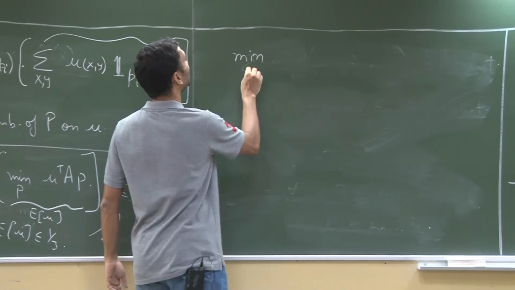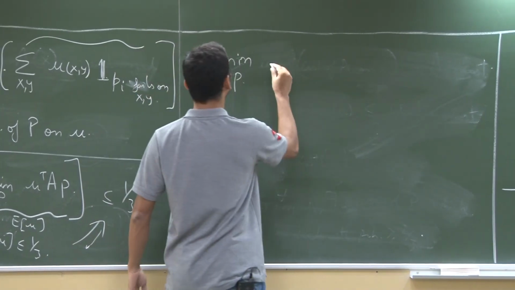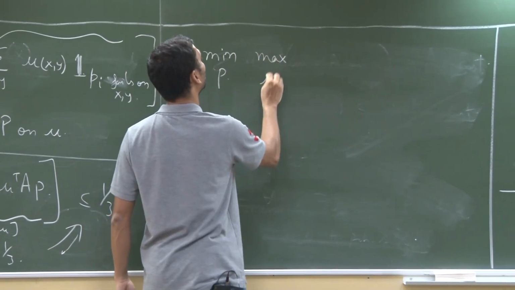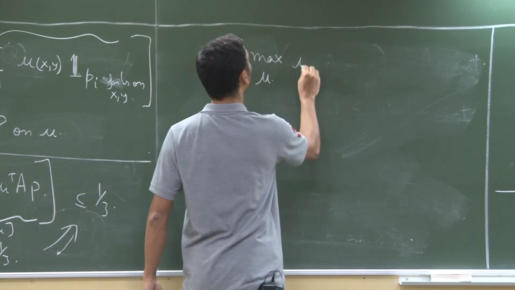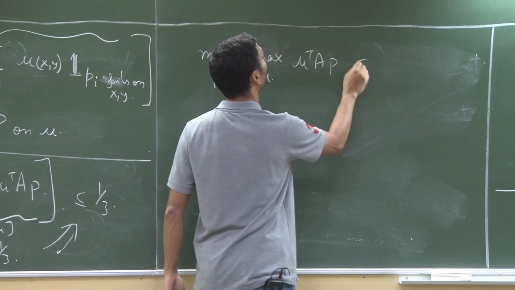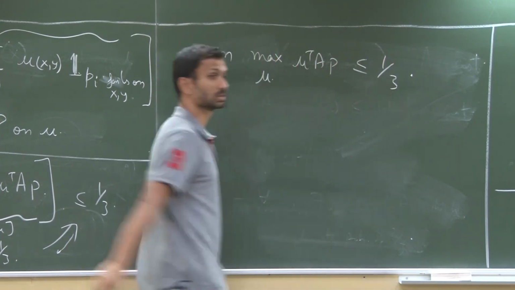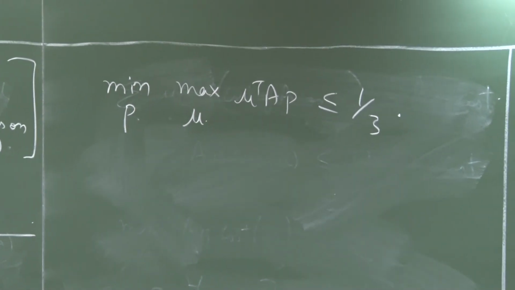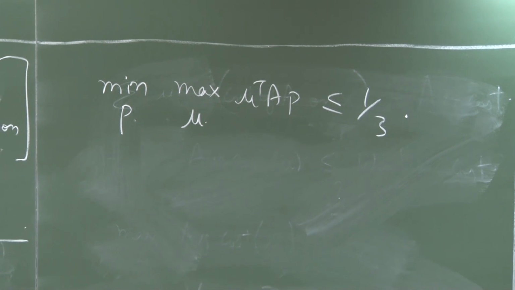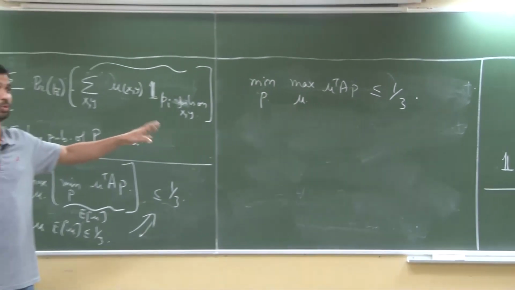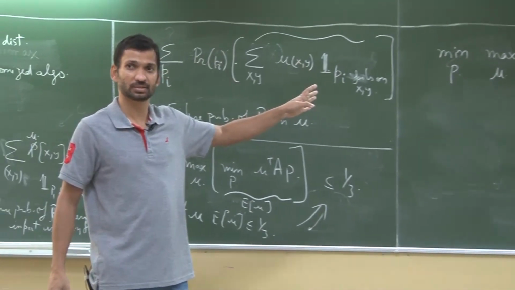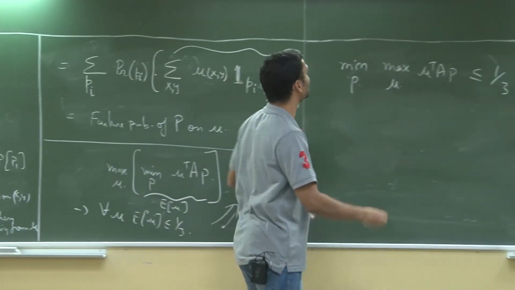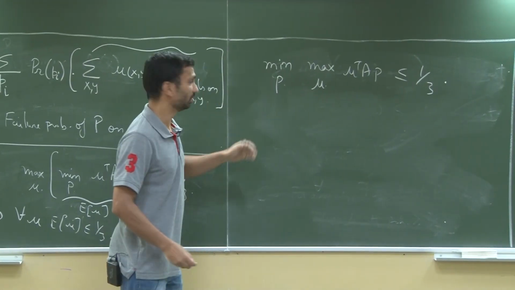So I know now that min over P, max over mu, is less than 1 by 3. Right? This is just directly coming from duality, strong duality or von Neumann's min-max. Now once I know this, what does this tell me?